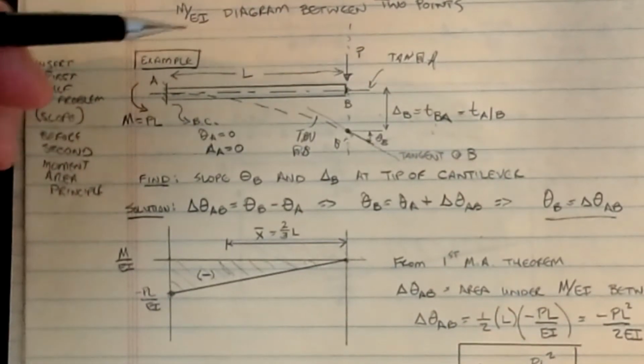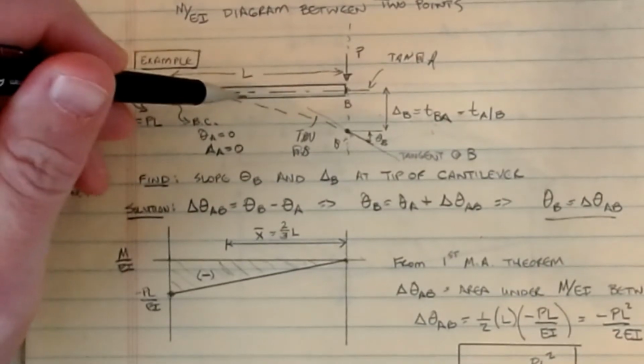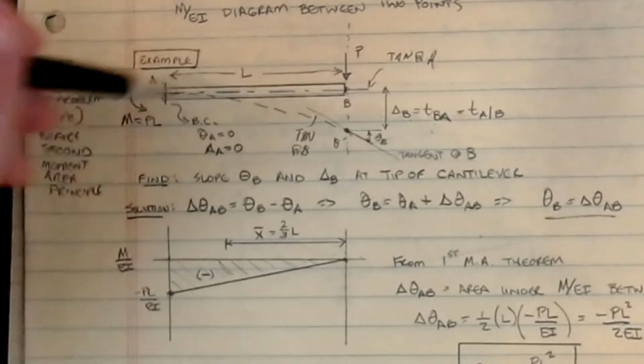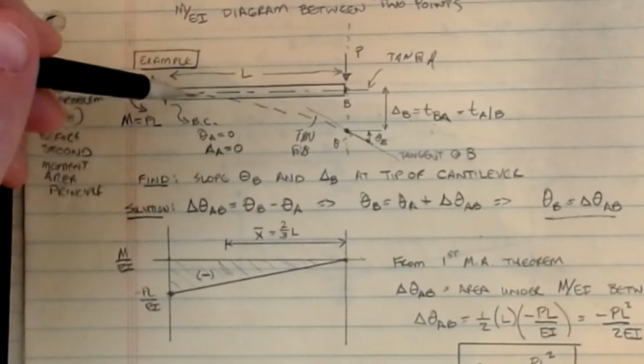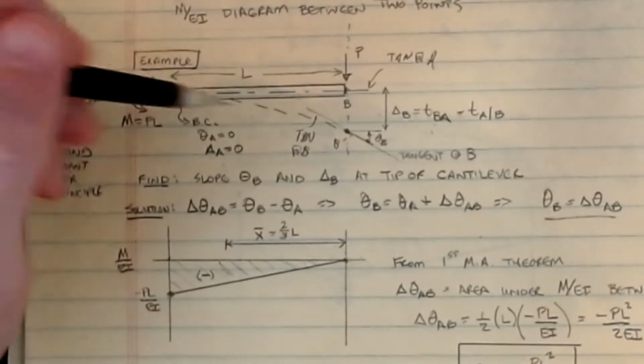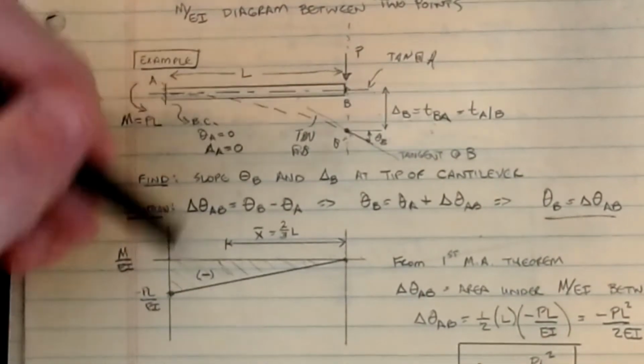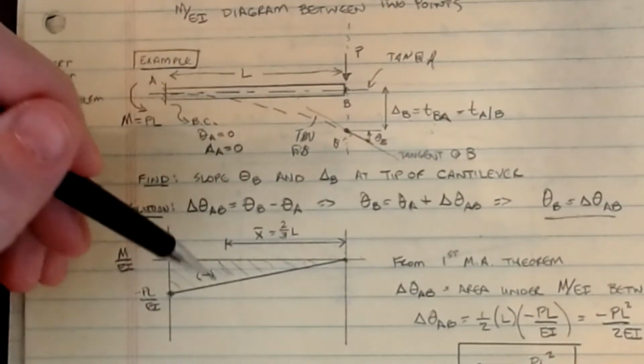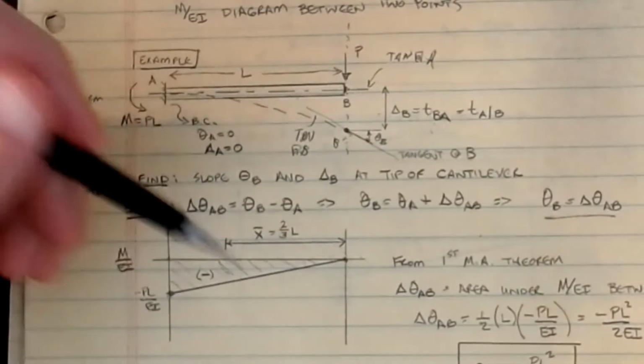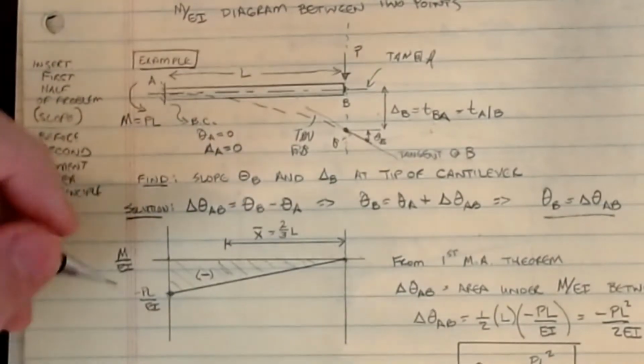Now, one place where this method really shines is if I have variable cross sections on a beam, a different I here than here, or a different E here than here. I can split this beam up, and I can modify the M over EI diagram to reflect that switch, and then we're back in business. But I have to have this M over EI curve.